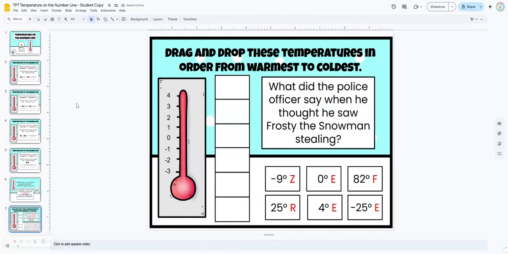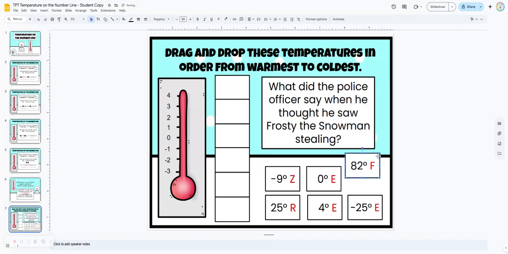And then on the final slide, they're placing these numbers in order on their thermometer. So if they've done this correctly, they will solve the riddle. So let's look at these numbers. Our highest number is going to be 82 degrees.